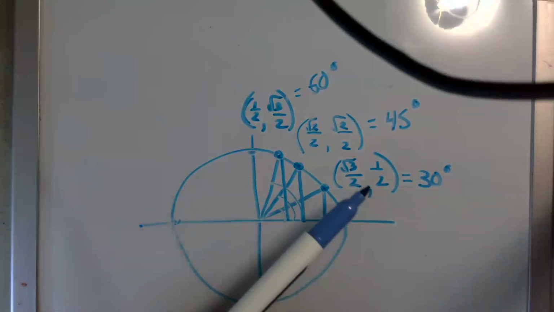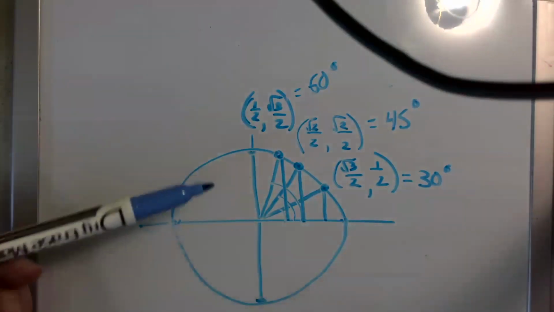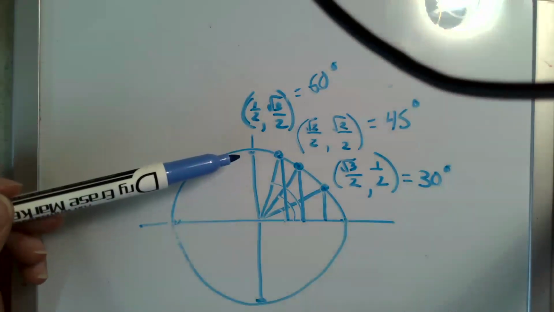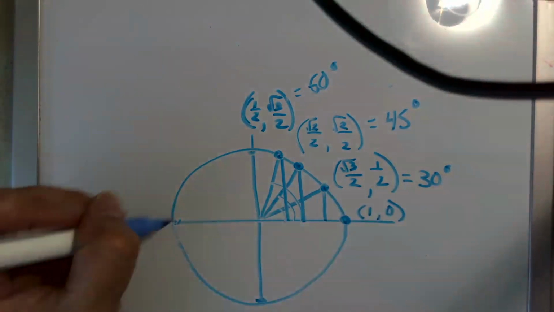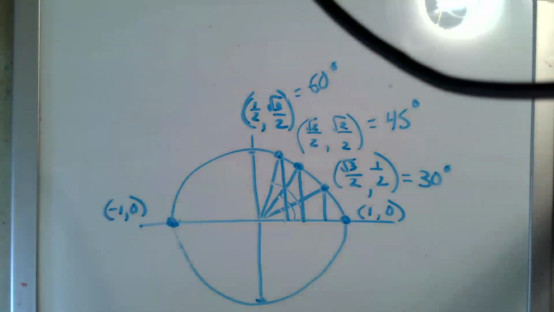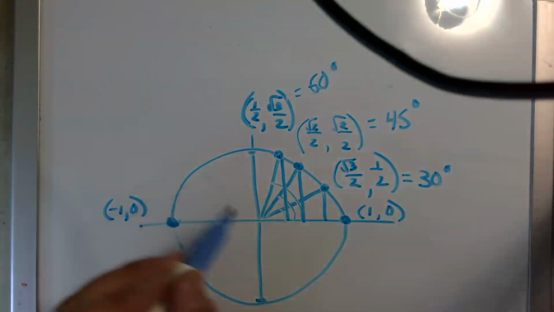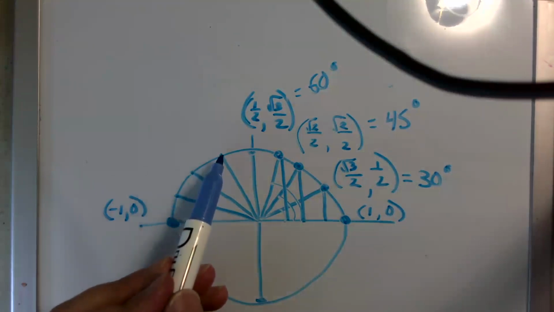Now, these same ratios will repeat in all four quadrants, but in our second quadrant here, our y's will still be positive. Our x's, our overs, will now be negative, because that right there is 1, 0, and that right there is -1, 0. So if I take this quadrant again and divide it into a 30-degree angle, a 45-degree angle, and a 60-degree angle.